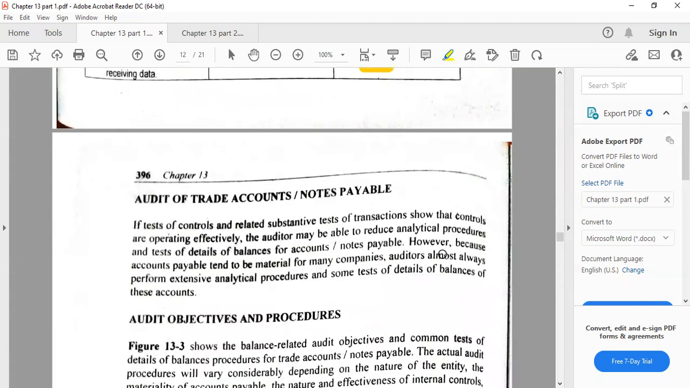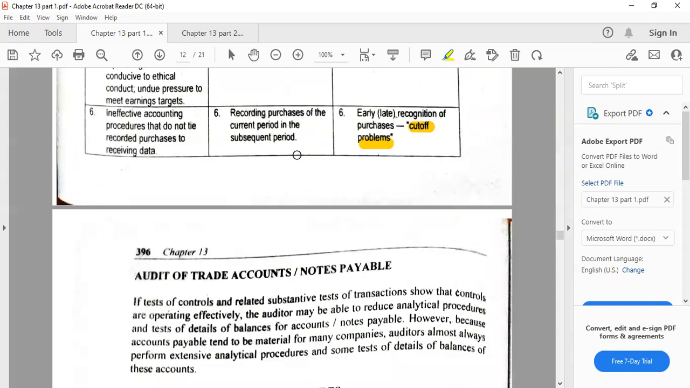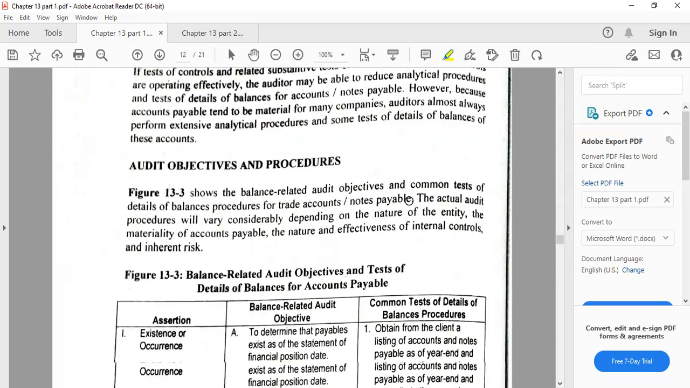Okay, now the third account that is relevant in our study of the audit of inventory: for the first few parts, those related to inventories and the cost of goods sold. The third account that is affected by inventory transactions are our trade accounts or notes payable. These trade accounts are actually our accounts payable. So accounts payable, or if there is a promissory note, we call it notes payable.